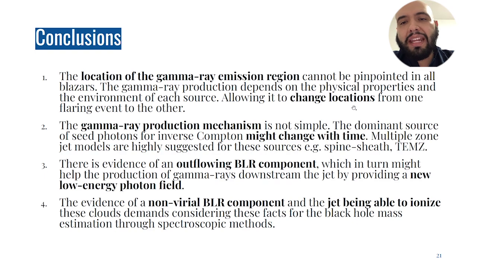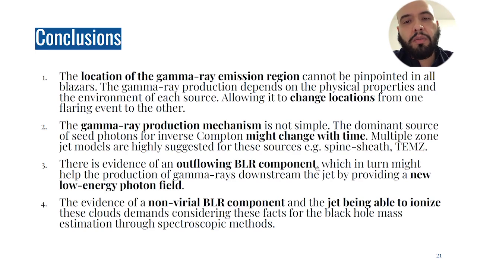The location of the gamma ray emission region cannot be pinpointed in all blazars. The gamma ray production depends on the physical properties and the environment of each source, allowing it to change locations from one flaring event to the other. The gamma ray production mechanism is not simple. The dominant source of seed photons for inverse Compton might change with time.